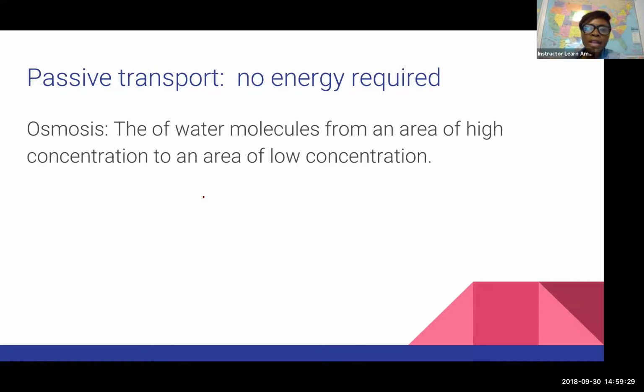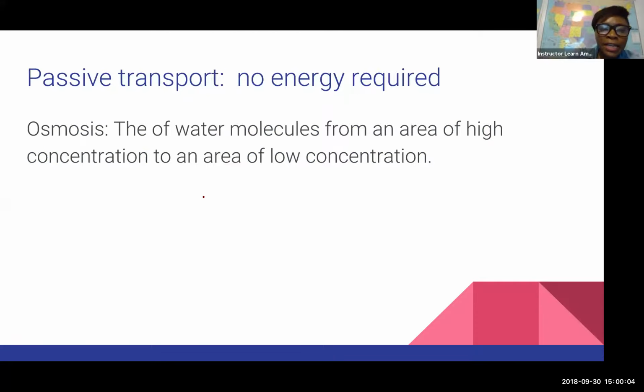All right. So once again, no energy is required for passive transport. We have osmosis, which is the movement of water molecules from an area of high concentration. Whereas diffusion, as I mentioned before, just references molecules. It could be gas molecules, sugar molecules, simple sugar compounds moving across the membrane. When we talk about osmosis, we're talking about the liquid, the water in the solution, moving from an area of high to low concentration.